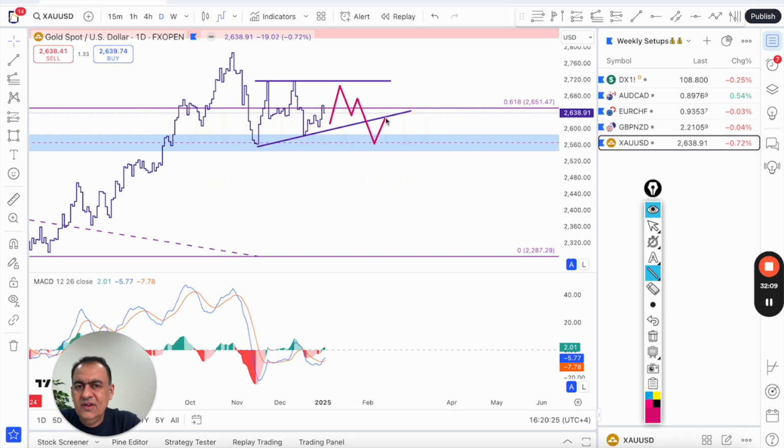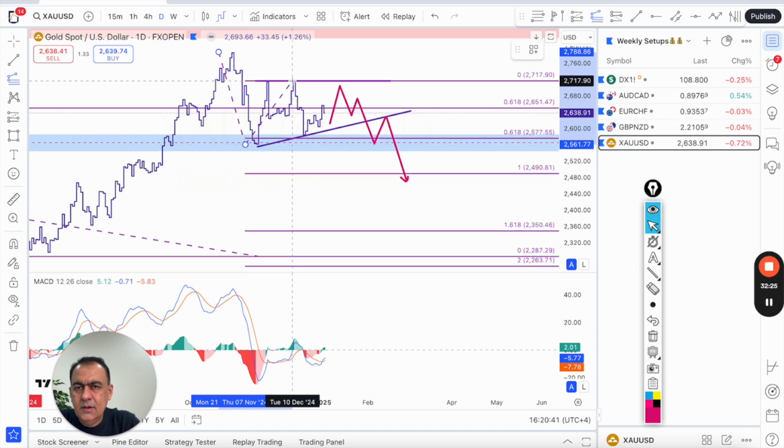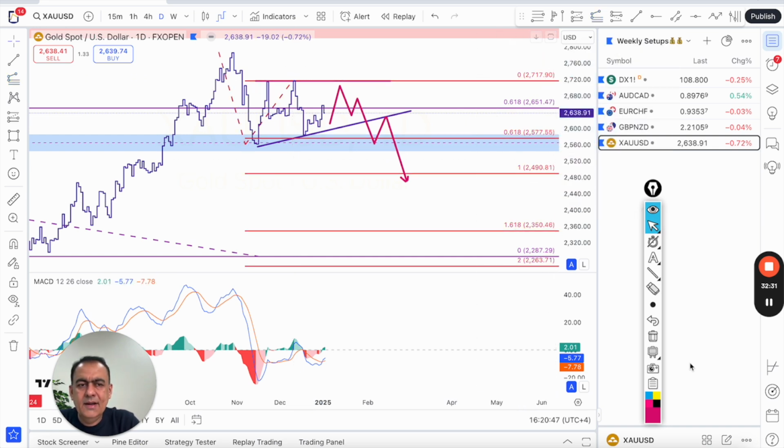In case sellers want to take control, then they should break below this rising trend line. So a convincing break of the rising trend line and a valid retest should push it further down. So I'm going to apply fib extension on the daily time frame in the downward direction. So I'll connect the high, low, and the lower high here. Now since it's for the bearish direction, let's apply it in red color.